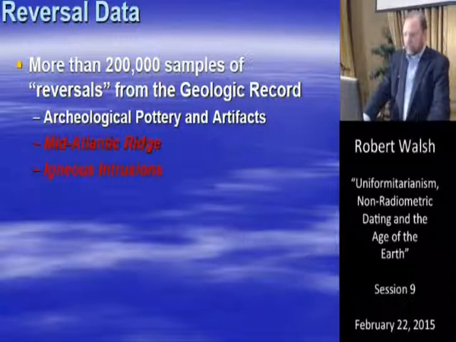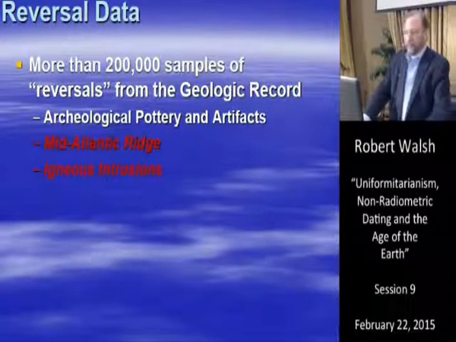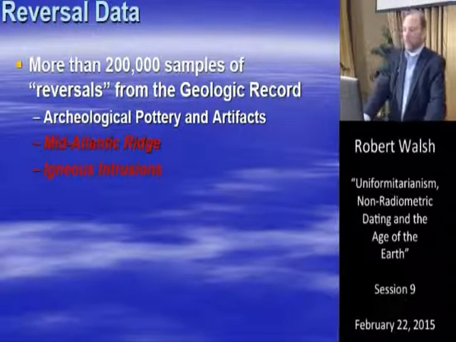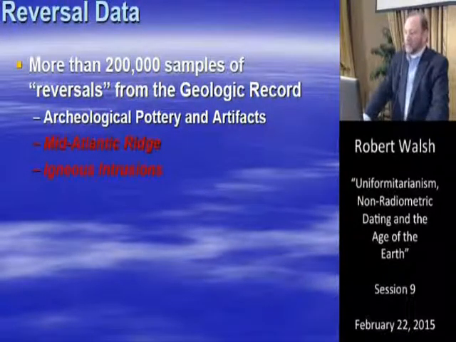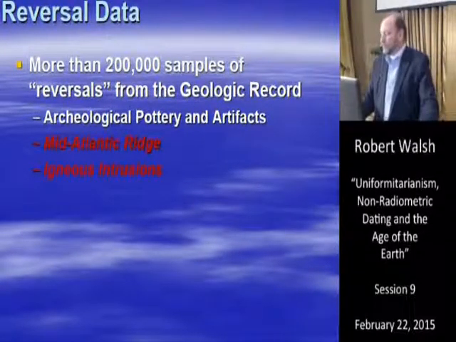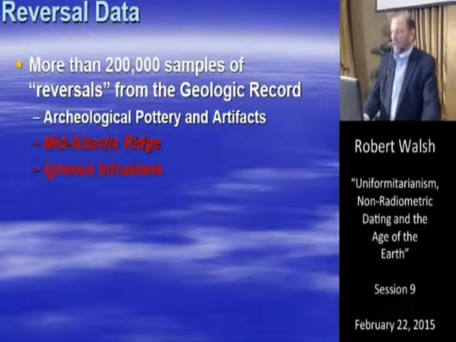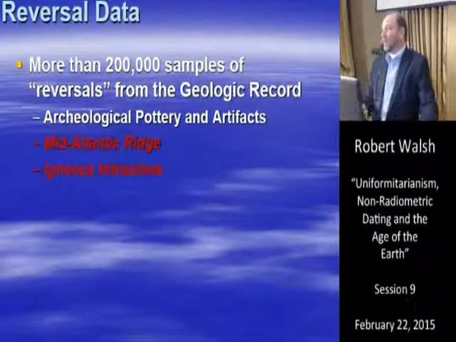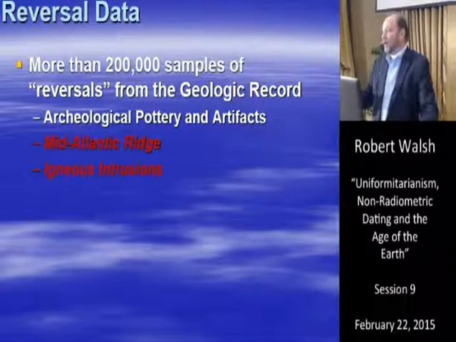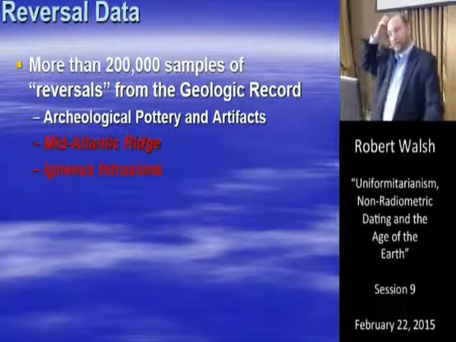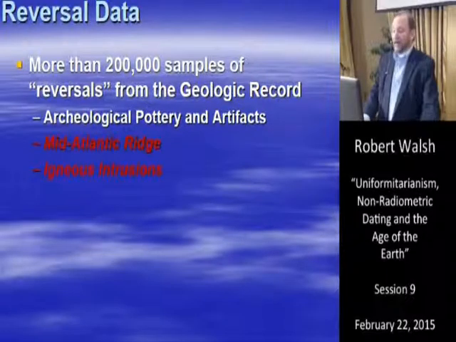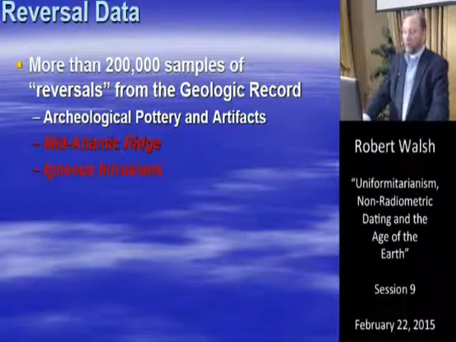So, we have much more than 200,000 samples of field reversals from the geologic record. And this would include archaeological pottery and artifacts where the magnetic moments of the material, as the archaeological items have been buried, no longer agree with the sediment they find themselves in situ, and so that represents a field reversal.